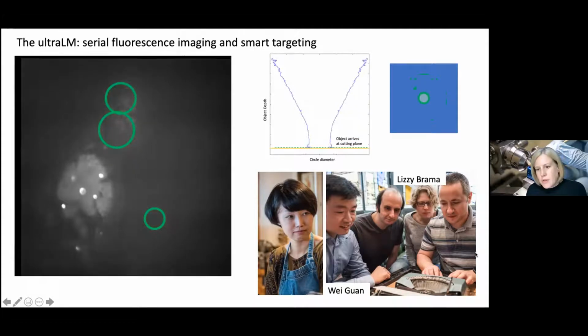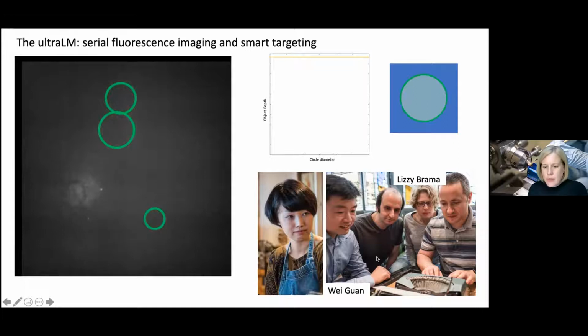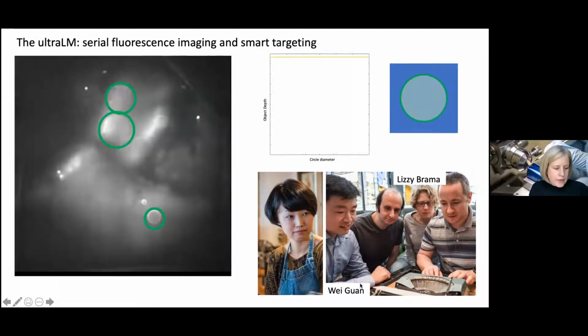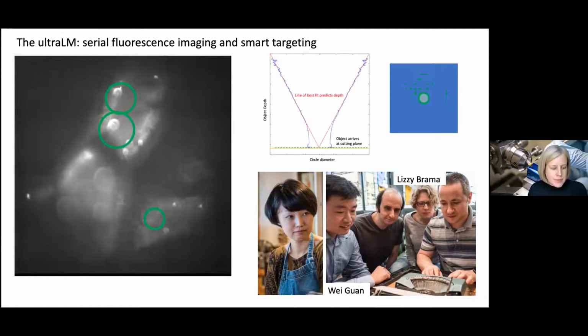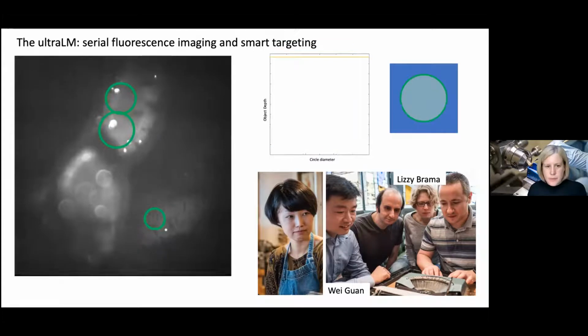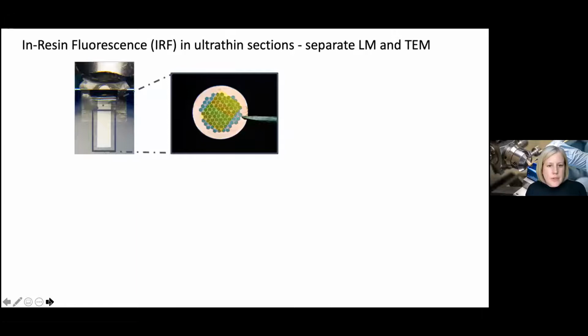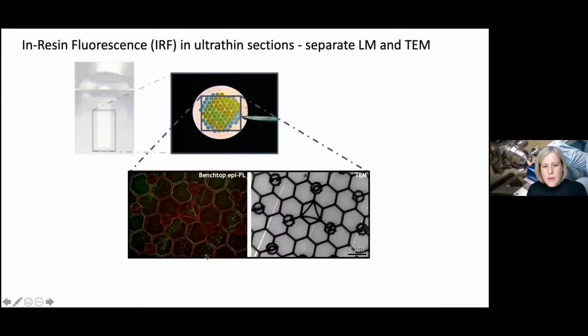And this was done by Martin with Lizzie Brahma, who's left the lab, and Wei Guan, who has come in to work on the project, and also with the support of Chris and Azumi, who've been testing the system and making sure it's user-friendly. So once we've picked up those sections that contain fluorescence onto grids, then you can image them in a separate fluorescence microscope and then go straight into a TEM.